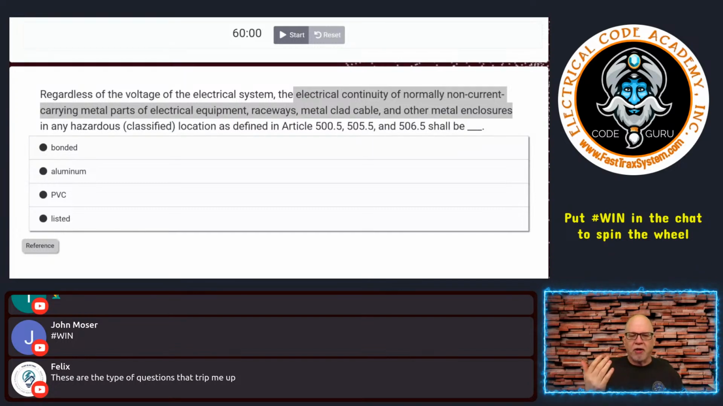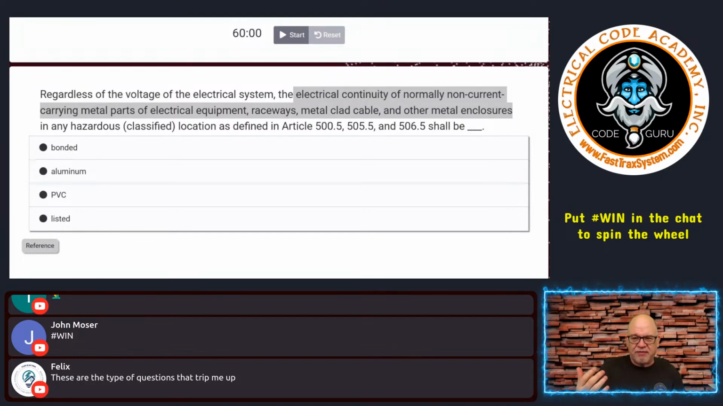Okay, these products already have to be listed to go in their use. All raceways have to be listed, okay? If the enclosure is designed for a hazardous location, then it has to be listed. Not all boxes have to be listed, but if it's going to go in a specific hazardous classified location, then it's going to be listed for that. It has to be evaluated for that.